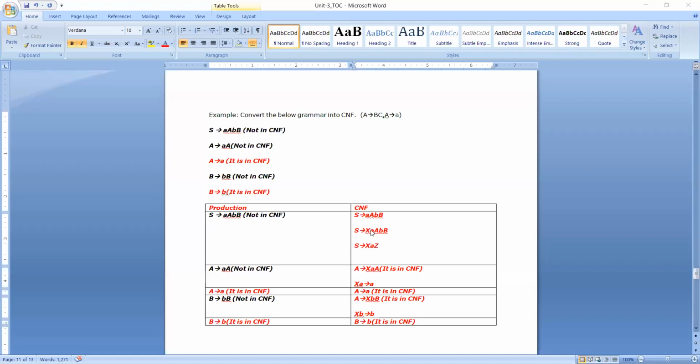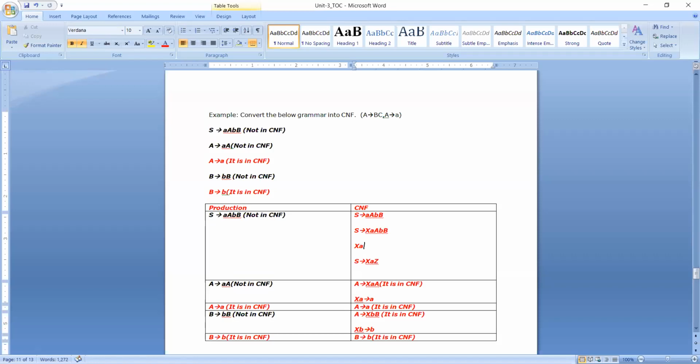Now, as I need to confirm that in this production there should exist a max of two variables, in the place of this substring capital A, small b, capital B, I am going to replace it with Z. Please have a look at this. Now, did we get two variables appearing on the right hand side of the production? Capital XA and Z. Here I need to specify what XA is: XA is nothing but small a.